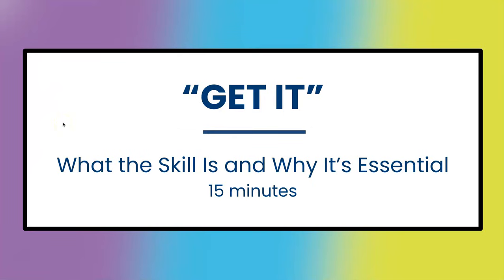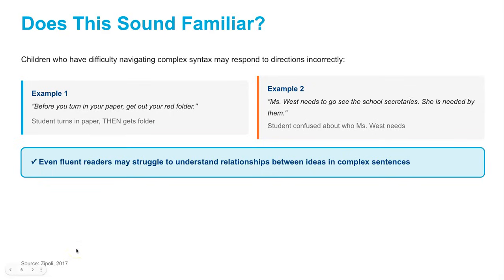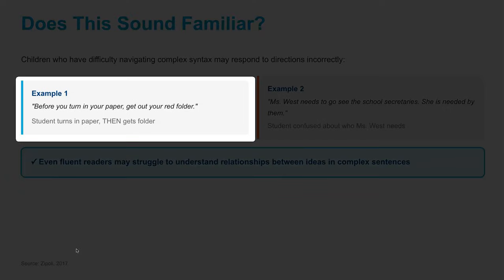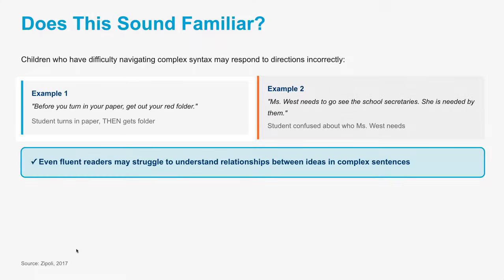Let's begin with the Get It, understanding what sentence complexity is and why it matters so much for our students' reading comprehension. Does this sound familiar? These are real examples of how children struggle with complex syntax. For the first example, you say, "Before you turn in your paper, get out your red folder." The students then turn in the paper first, then get the folder. Why? They missed the connective before, which signals the order of events.